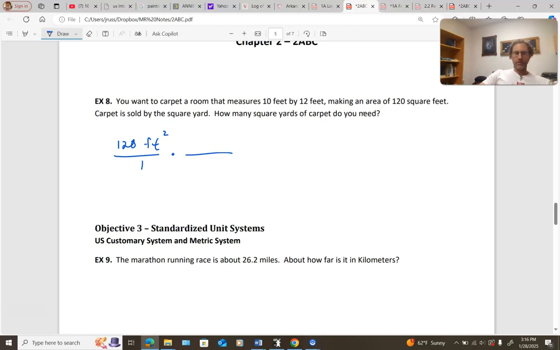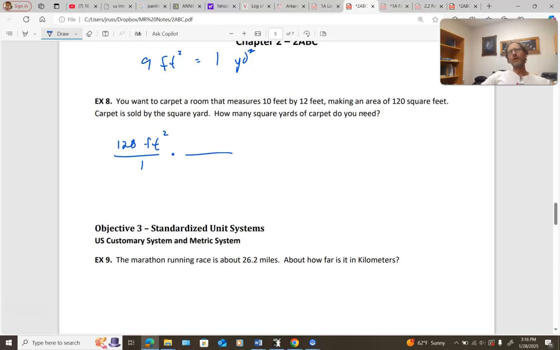Okay, so how do we do this? Well, you could look up the conversion factor. How many square feet is equal to square yards? Okay, you could look that up. I'll go ahead and tell you what it is. 9 square feet equal 1 square yard. But I want to demonstrate why this is the case.